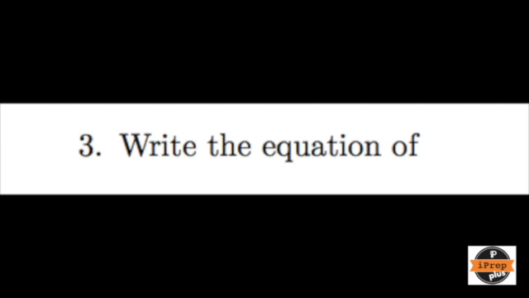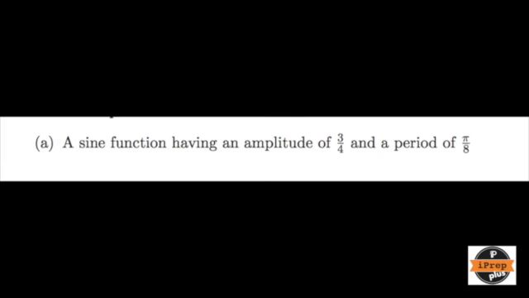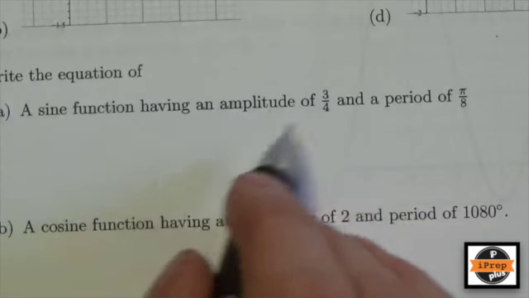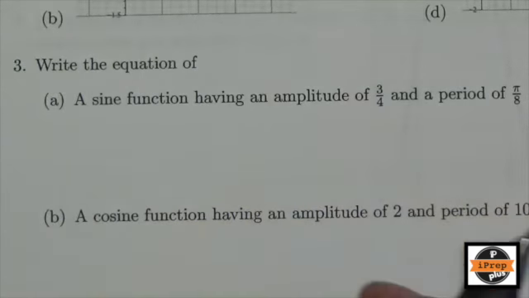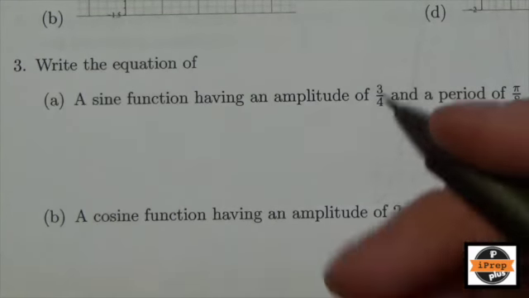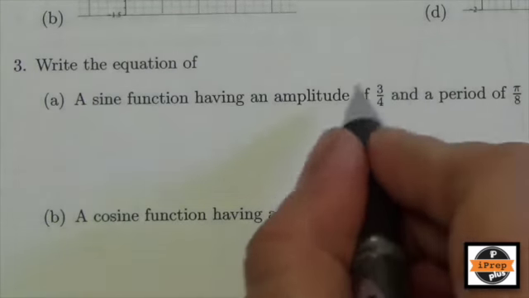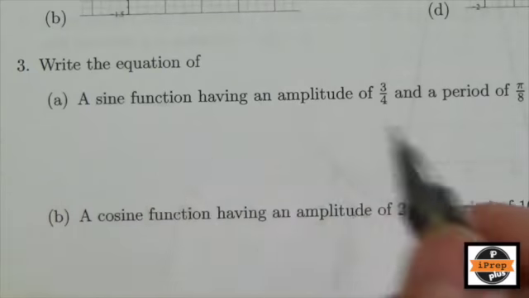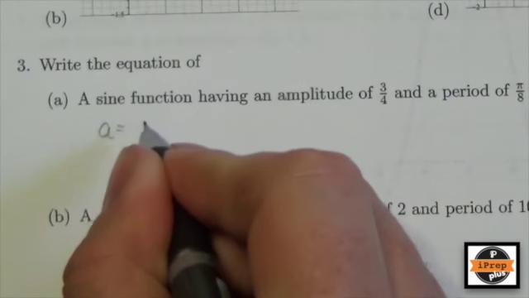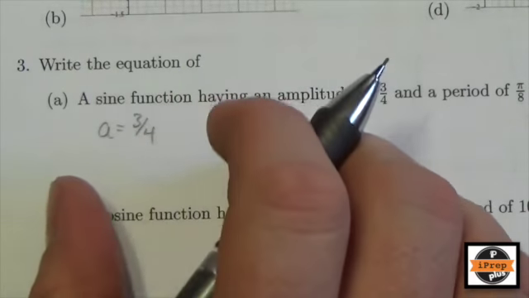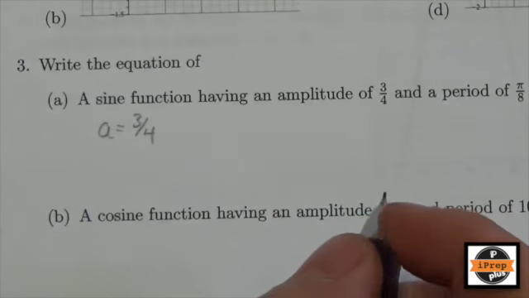Write the equation of a sine function having an amplitude of 3/4 and a period of pi over 8. Okay, so to write the equation of the sine graph here, we're given information about the amplitude and the period. So what we're going to do is kind of the reverse of what we did in question 1 of this assignment. We have to go from the amplitude to the vertical stretch. I hope at this point you're comfortable with the fact that the amplitude is in fact the vertical stretch. So the a value in our sinusoidal function is just going to be 3/4.